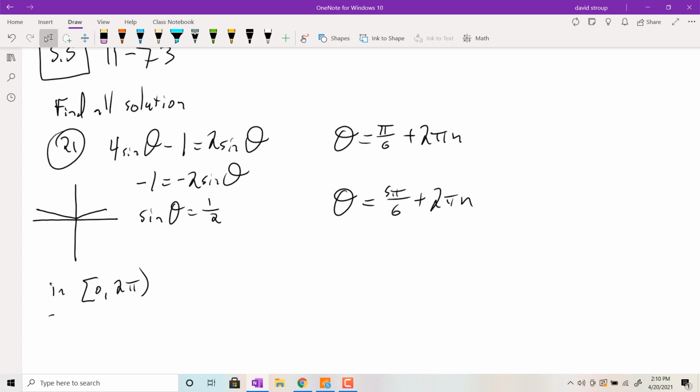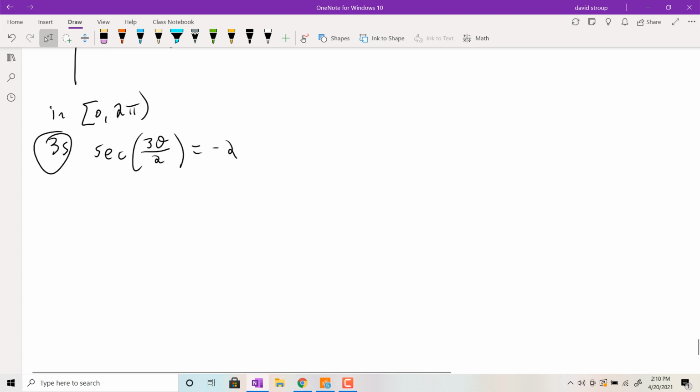Okay. So the first one we look at is one of these multiple angle problems. You have the secant of 3 theta over 2 equals negative 2. Okay, so secant is basically 1 over cosine. So the reference angle that would give you 2 for that would be pi over 3. We want the ones that give you negative answers, so it'll be the 2 pi over 3 and then the 4 pi over 3.